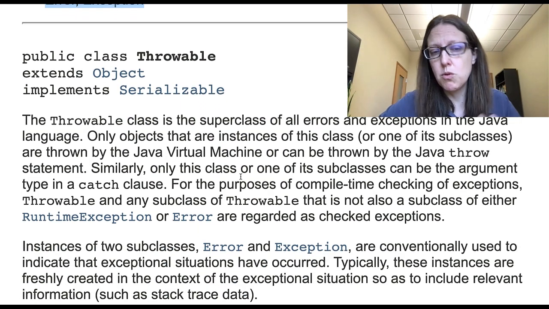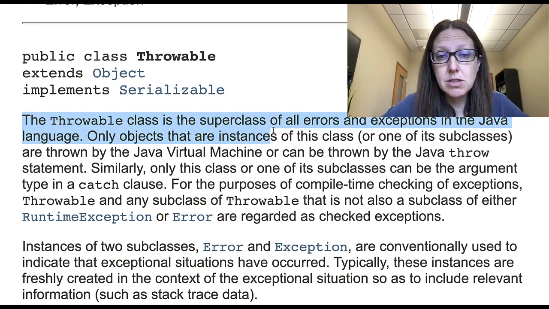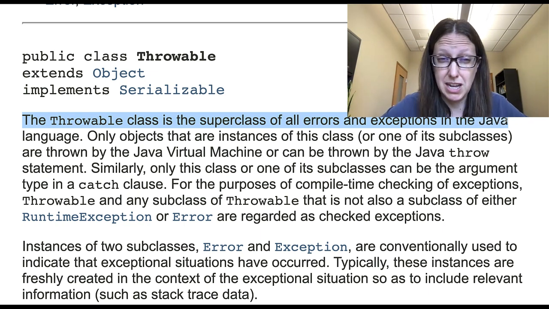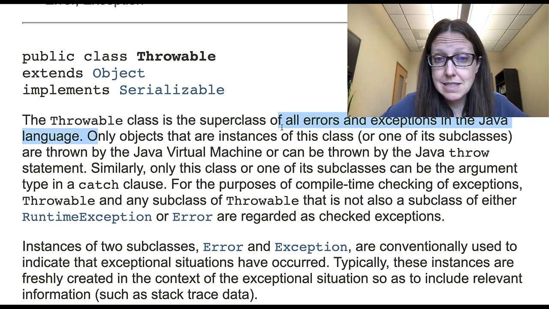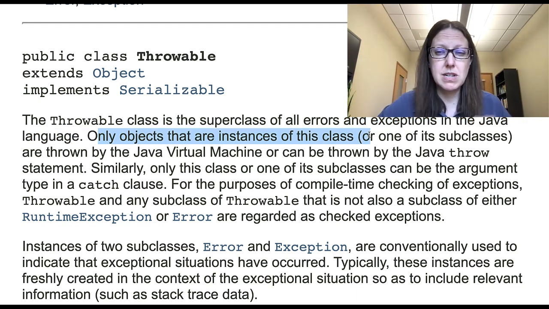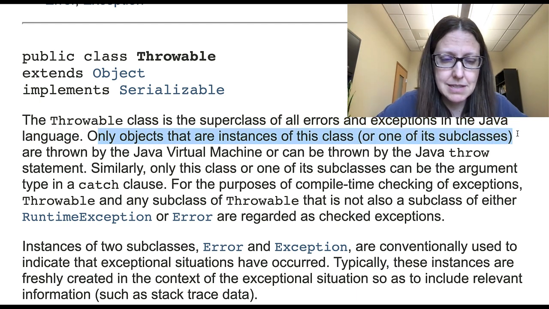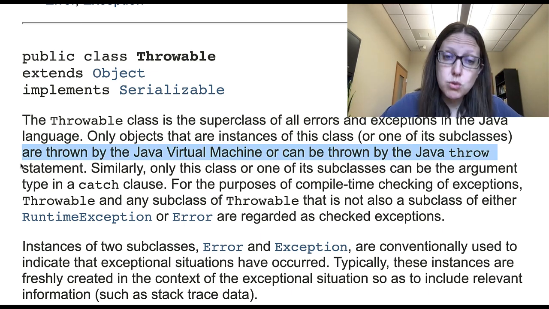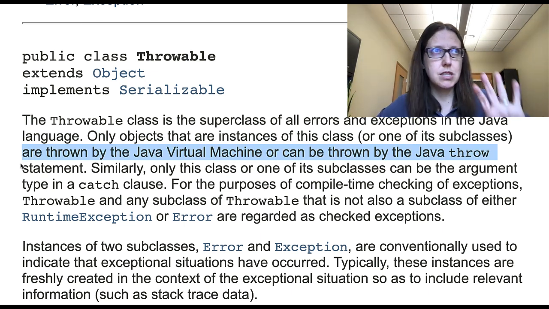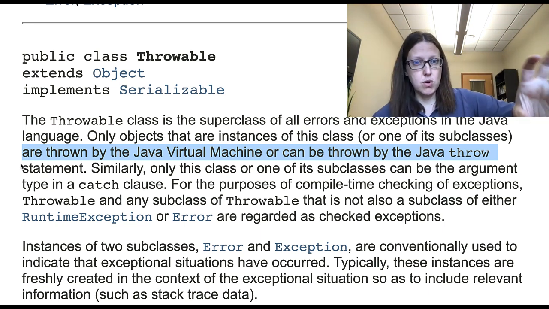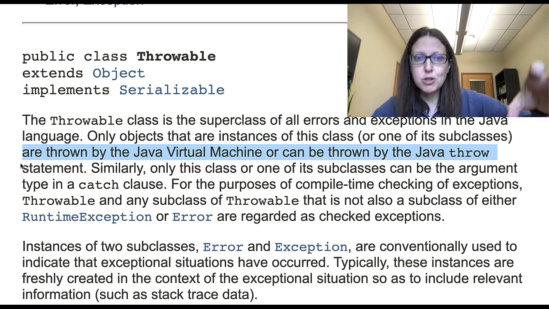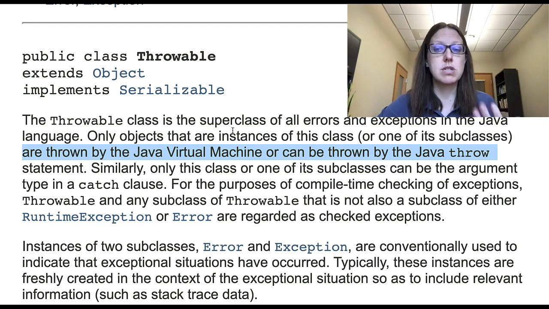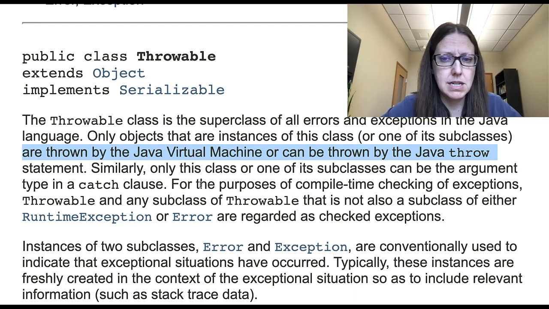Let's read a little bit more about this. So the Throwable class is the superclass of all errors and exceptions in the Java language. Only objects that are instances of the class or one of its subclasses, obviously, are able to be thrown by the Java virtual machine. That's how we think about it when Java developers write code that throws an exception, or it's thrown by us using the Java throw statement.